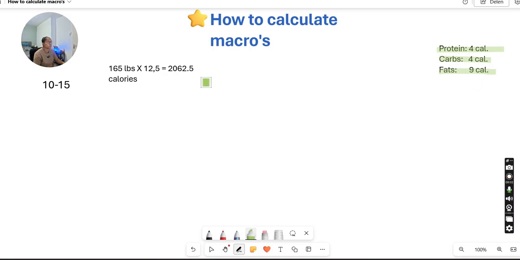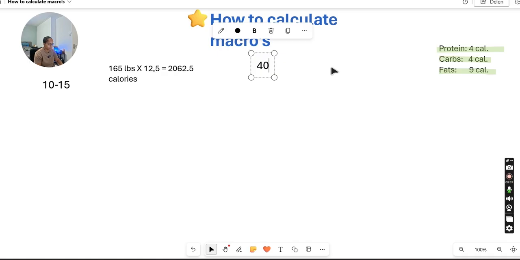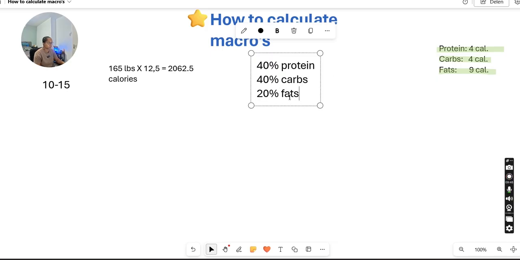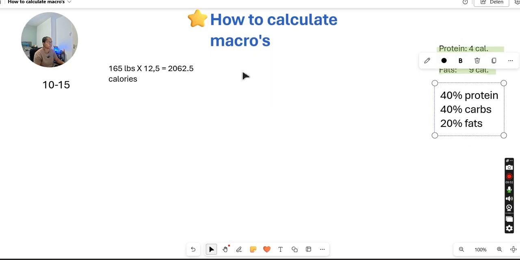So next up, what we're going to do. I asked ChatGPT what is the best ratio for me to focus on getting my macros in, so my proteins, carbs, and fats. It told me to go for a 40-40-20 method. Meaning 40% protein, 40% carbs, 20% fats. Alright? I'm going to put it here, because we have to focus on this when we're calculating. That means that 40% of this 2062.5 is going to come from protein, 40% from carbs, and 20% is going to come from fats. Alright? We're not going to make this more difficult than it should be.